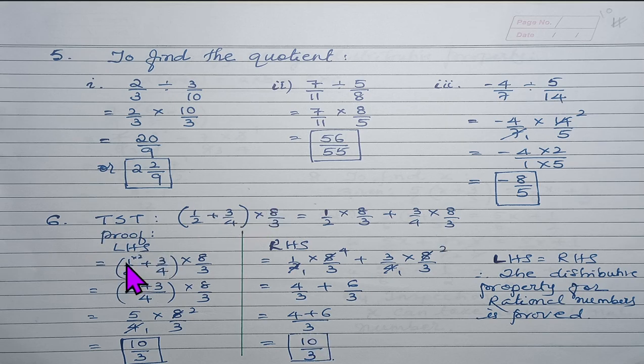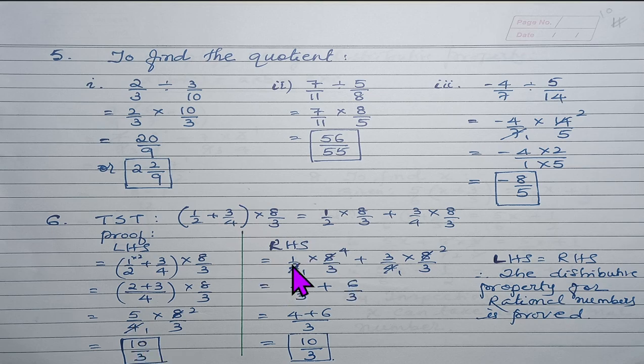Take LHS first, that is half plus 3 by 4, into 8 by 3. Always you have to apply BODMAS here, add the rational numbers in the bracket first. When we add, the LCM is 4, 2 to the 4, then 4 on the 4, that is 2 into 1 is 2, 3 on the 3, 2 plus 3 is 5, 5 by 4, and then multiply by 8 by 3. 4 on the 4, 4 to the 8, you get 10 by 3. Now that is the LHS value, you have got 10 by 3.